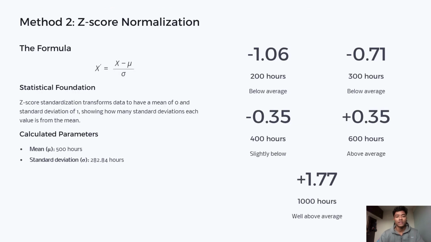Now, Z-score normalization. Z-score normalization transforms values based on mean and standard deviation. It tells us how far a value is from the mean in terms of standard deviations. For us, we have the mean as 500 and the standard deviation as 282.84. This method is extremely useful when the goal is to compare how far each value is from the average workload.